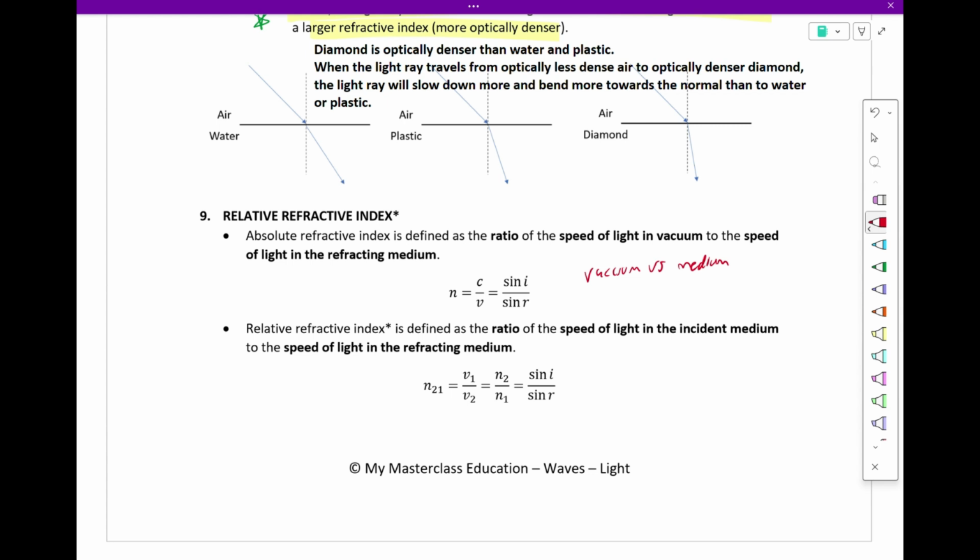So it's usually vacuum versus medium. However, because air has almost the same refractive index as vacuum, sometimes we mention air instead. So normally, when we use sin i over sin r or Snell's law, we are solving for the medium itself. However, there are some cases where we have two different mediums that are not air or vacuum. Could be water and glass.